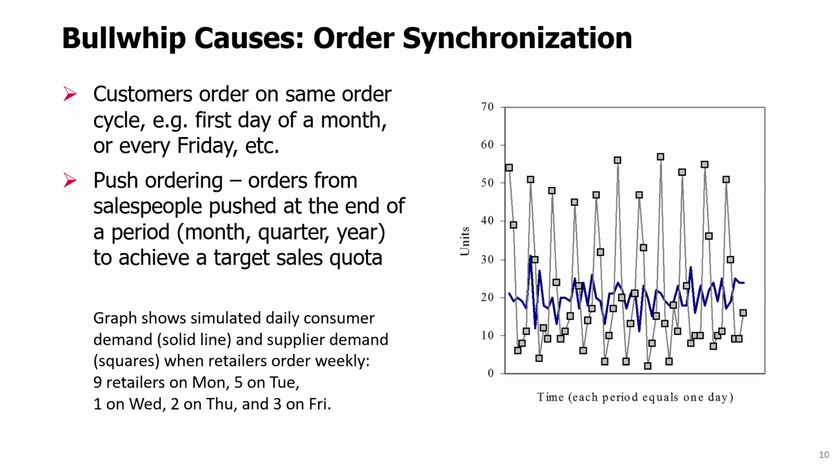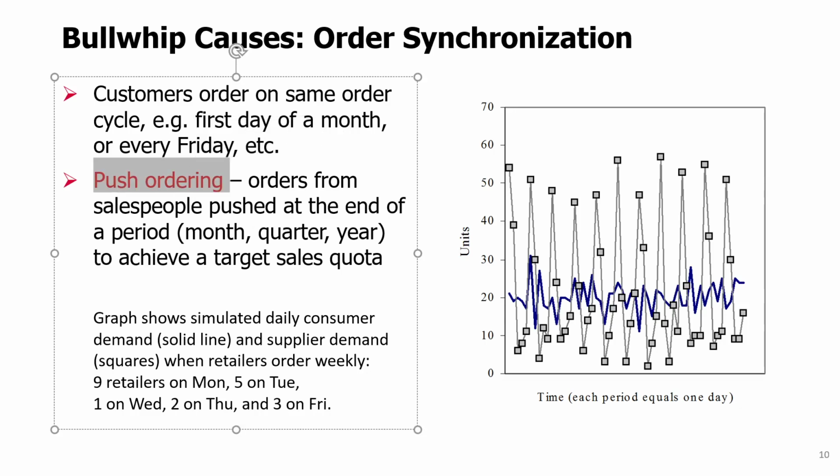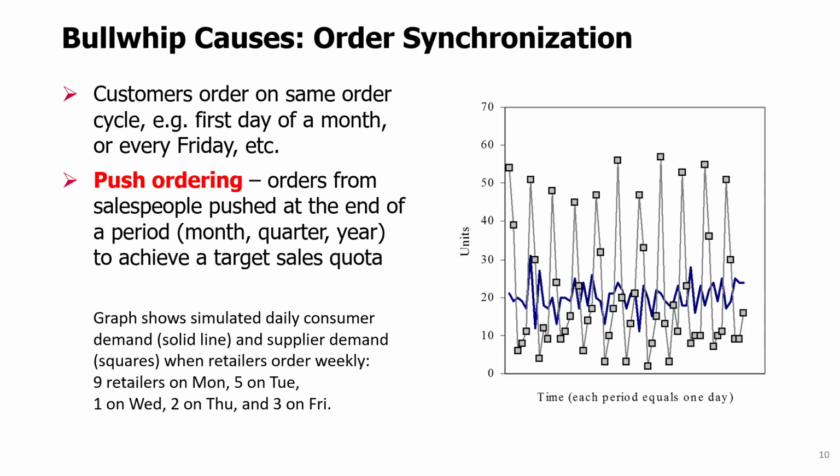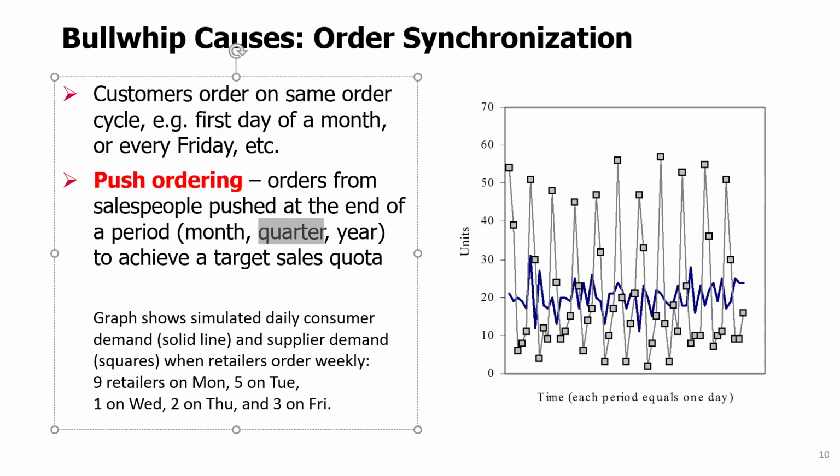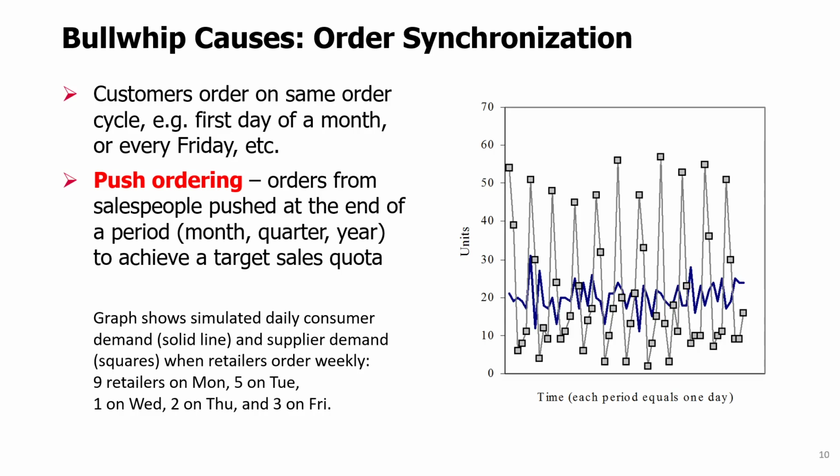Additionally, we might have something called push ordering. Push ordering is when salespeople push some orders down the supply chain at the end of a month or a quarter or a year in order to achieve sales quota. Of course this will also create synchronization, because many of the salespeople might have this incentive at the end of a quarter, and that will create a demand swing that, when it is not explained, might look like a lot of variability or maybe an increase in demand.